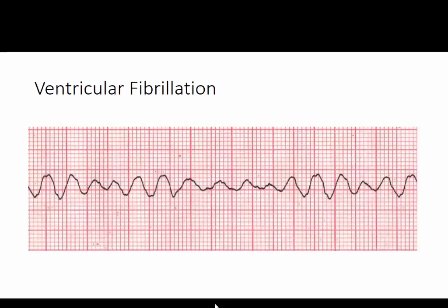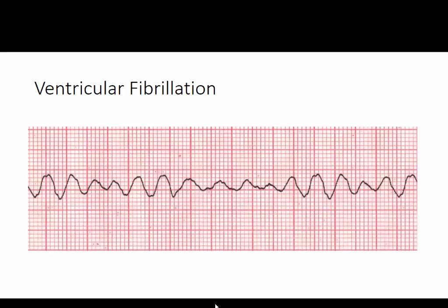So if I go to feel a pulse on someone who's in V-fib, am I going to feel a pulse? No, because there's no pressure if the heart is not fully contracting. So this is typically not going to have a pulse. And as a result of that, what do we do for people that are in V-fib? Shock them with an AED.